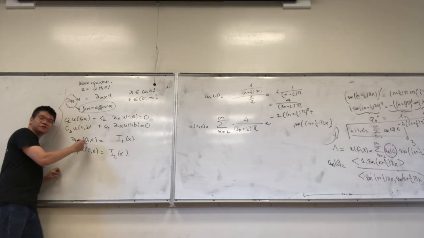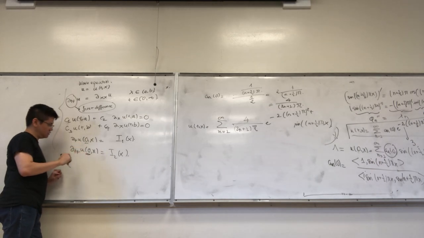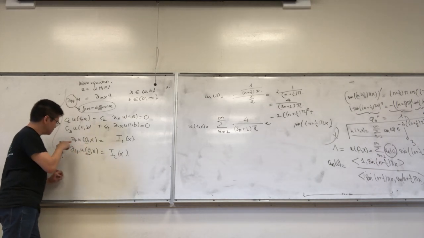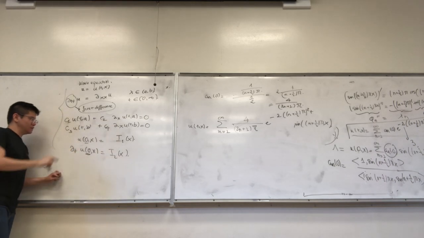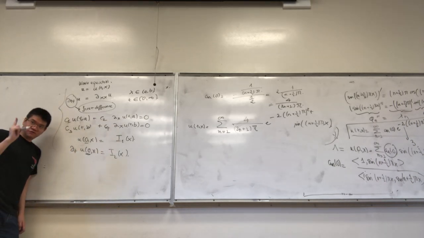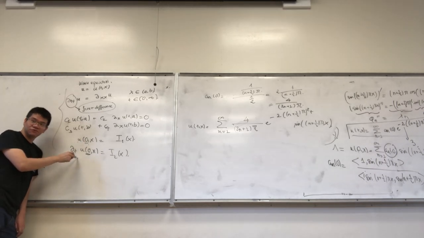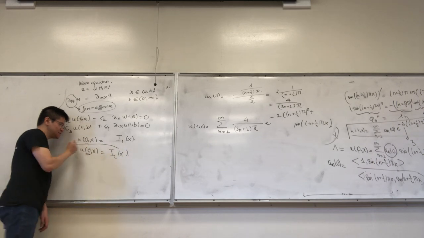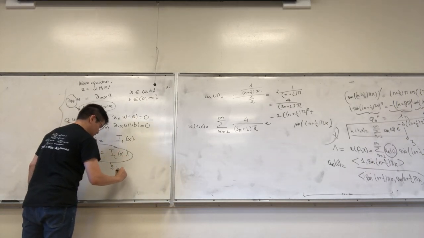So the initial condition, this is not the boundary condition, this is the initial condition. You have two initial conditions. In this case, the first one is u at zero, and the second one is dt of u at zero. There are two initial conditions.